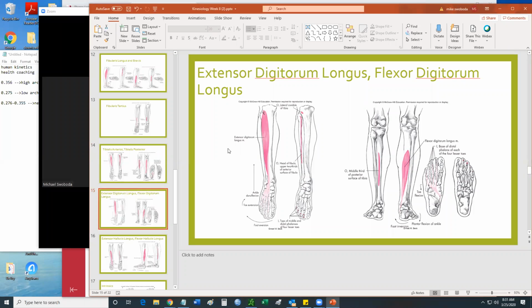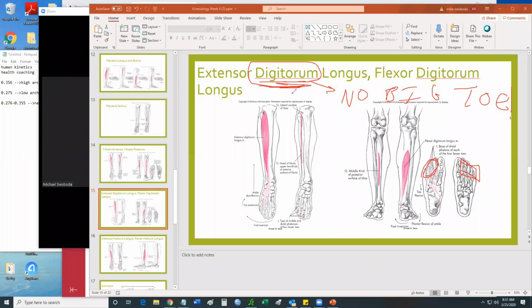Now, just like with your wrist and hand, anything that says digitorum is going to move your toes. Specifically your second through fifth toe. Digitorum means no big toe. So it's your second toe through your pinky toe, or your fifth toe. So anything that says digitorum means all of your toes except the big toe.